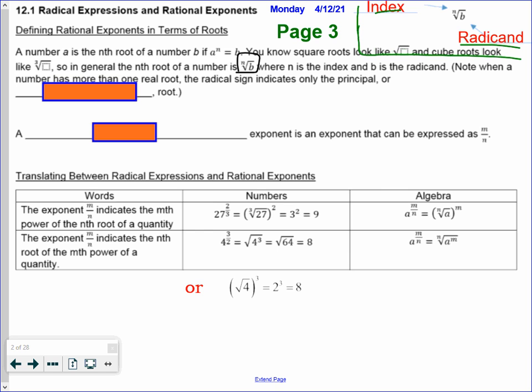So something to take note of is that if you have a number that has more than one real root, the radical sign will indicate only the principal or the positive root. So a rational exponent is an exponent that can be expressed as m over n. A rational number is any number that can be expressed as a fraction. A rational exponent will be an exponent that can be expressed as a fraction as well.